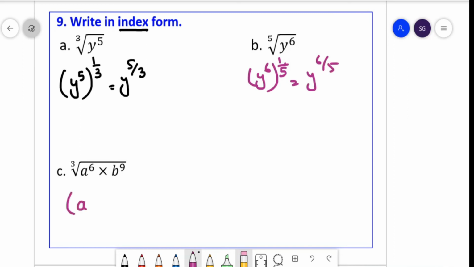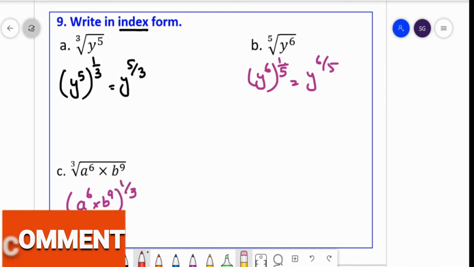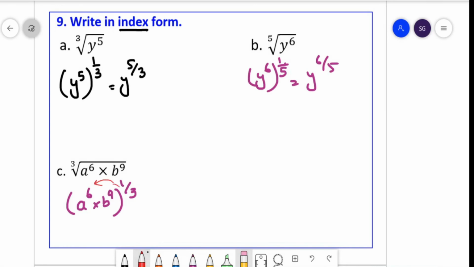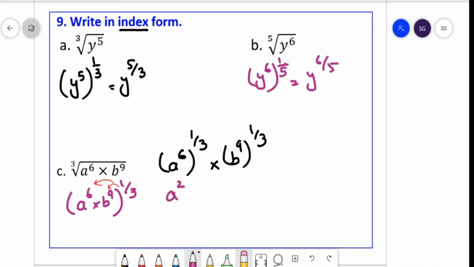So I'll write it as a power 6 times b power 9 to the whole power. Cube root will be converted into the index form, which is 1 over 3. And now we will distribute this whole power to each of the bases, because these bases are different. So a power 6 gets this whole power, times b power 9 gets this whole power, and then we have power of power in each of these cases. So we get 6 times 1 over 3, which is a squared, and 9 times 1 over 3 is 3, so this is b power 3, and our final answer is a squared b cubed.